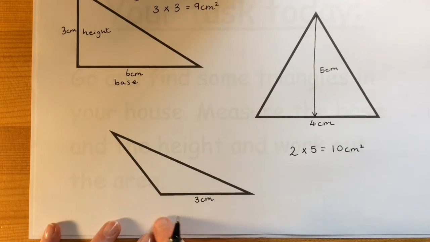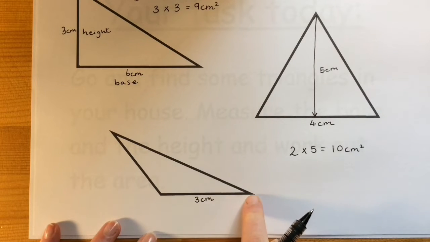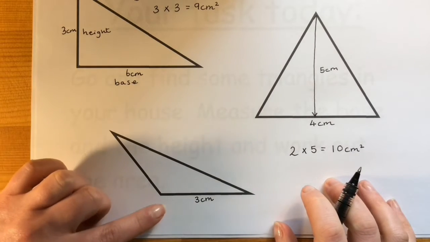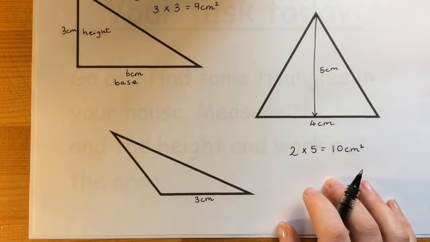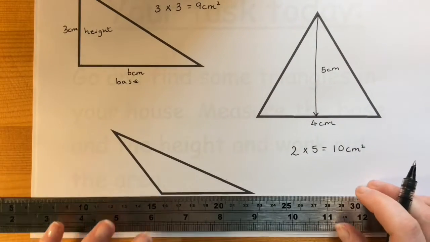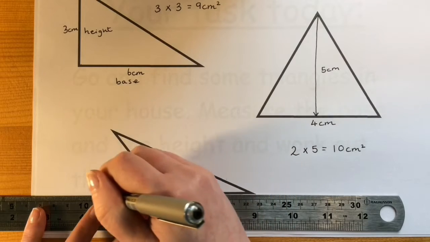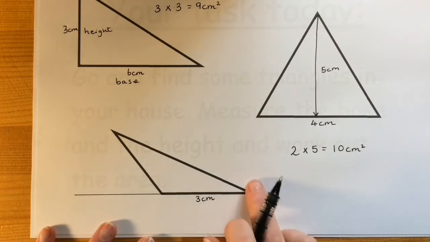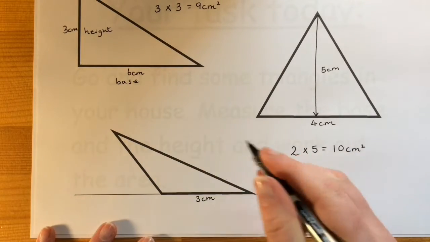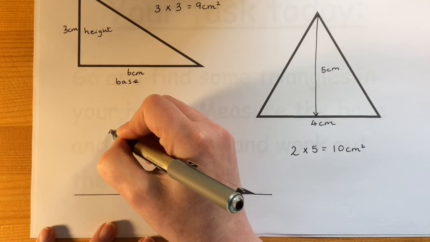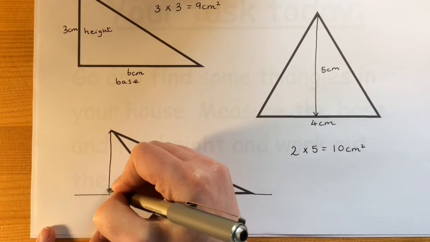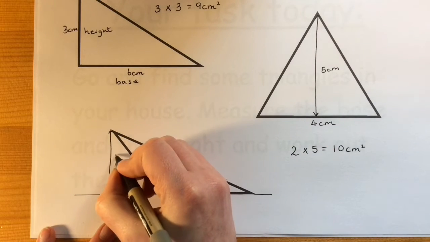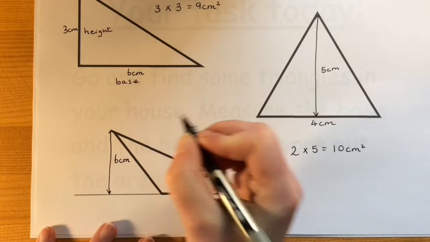For this triangle here, again we've got the base. We need to work out the height of the point above the baseline. It might help if I just make this baseline a little bit longer. Almost like you imagine it standing up on the table, and we're looking for the height of the point above the baseline. That's that bit here. Let's imagine that this is 6 centimetres.